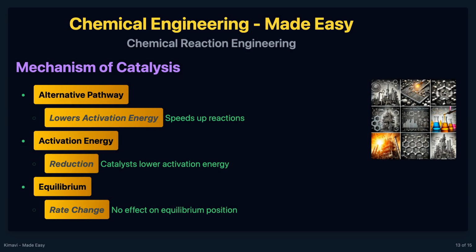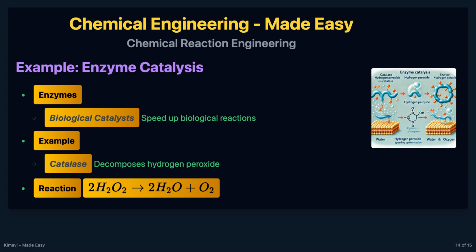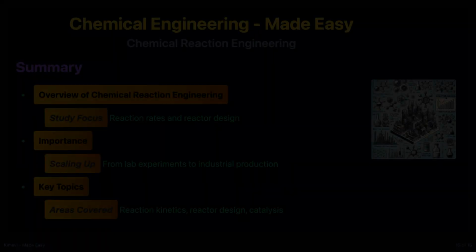Catalysts work by providing an alternative reaction pathway with a lower activation energy. This increases the rate of reaction without changing the equilibrium position. Enzymes are biological catalysts that speed up biochemical reactions. For example, the enzyme catalase catalyzes the decomposition of hydrogen peroxide into water and oxygen. The reaction is given by 2H2O2 decomposes to form 2H2O and O2. The rate of this reaction is significantly increased in the presence of catalase.